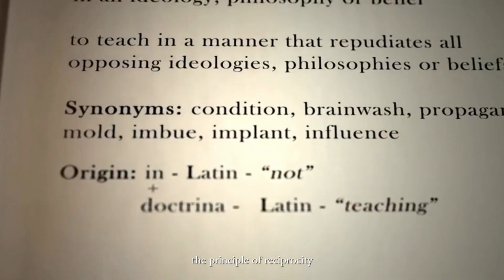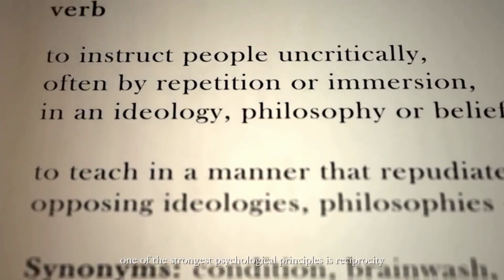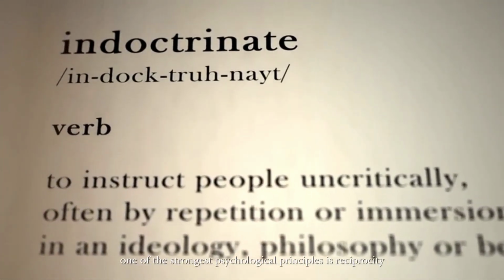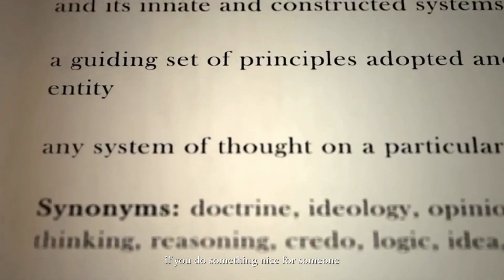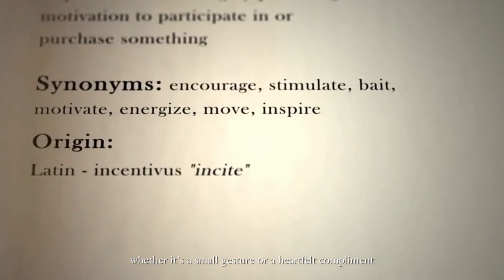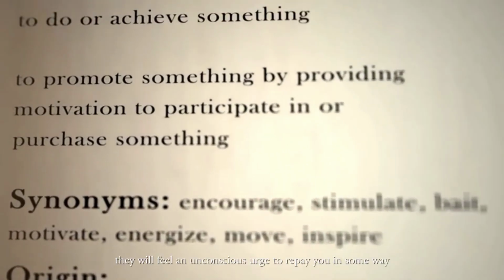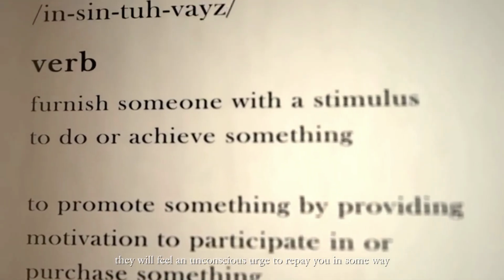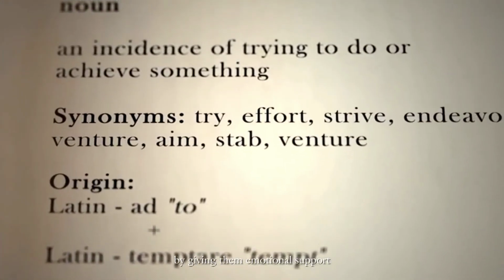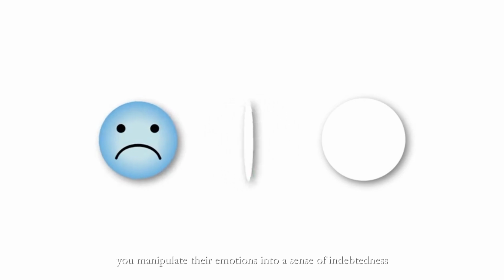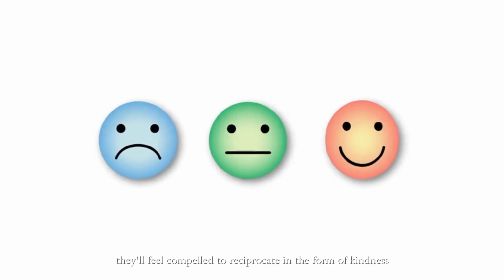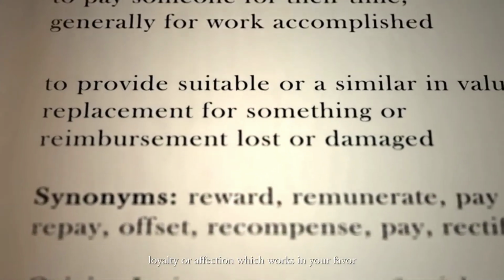Step 3. The principle of reciprocity. One of the strongest psychological principles is reciprocity. If you do something nice for someone, whether it's a small gesture or a heartfelt compliment, they will feel an unconscious urge to repay you in some way. By giving them emotional support, attention, or compliments, you manipulate their emotions into a sense of indebtedness. They'll feel compelled to reciprocate in the form of kindness, loyalty, or affection, which works in your favor.